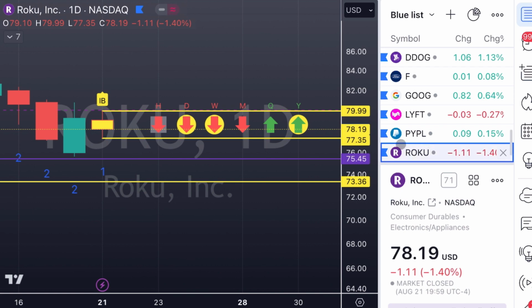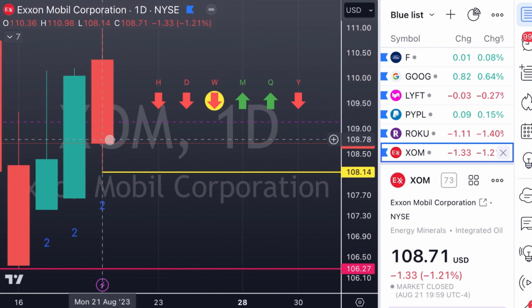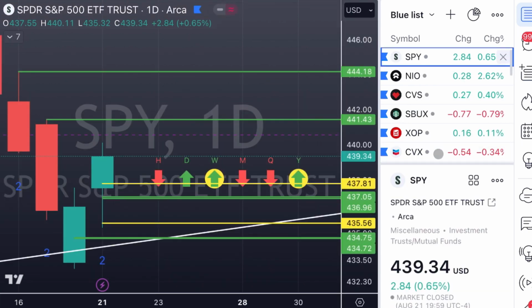So Roku, inside bar, calls at 79.99, puts at 77.35. XOM, there's a 2 up red, so we look for the 2-2 reversal back to the downside. Look for puts there at 108.14 on XOM. And that's the list, guys.